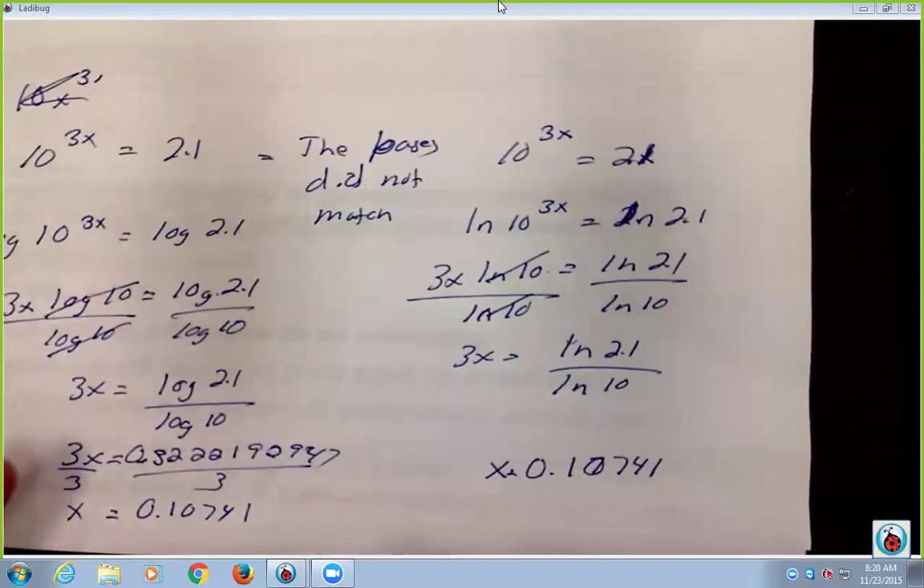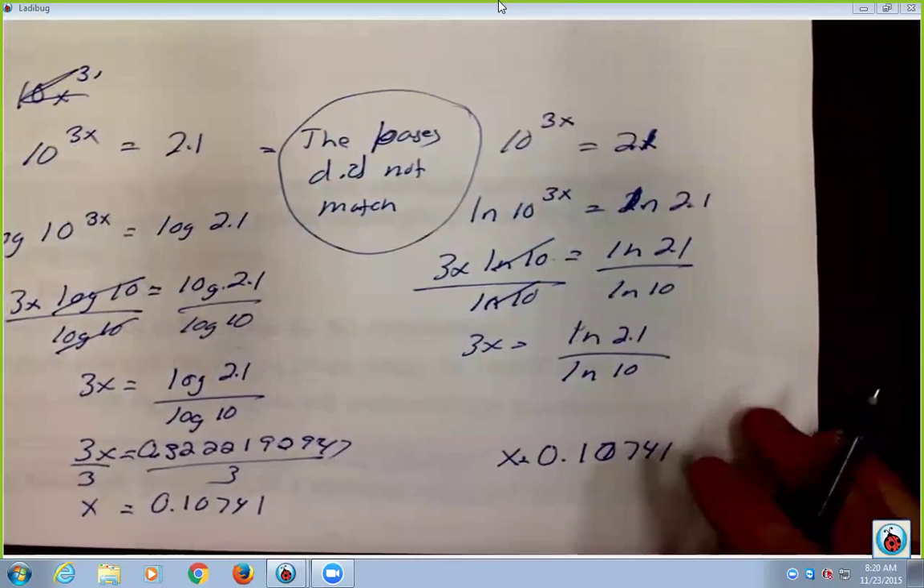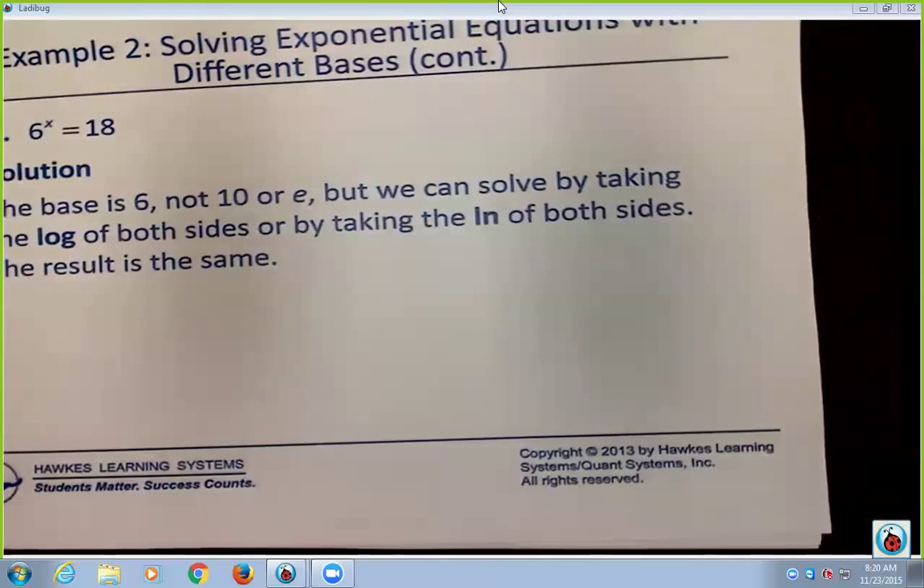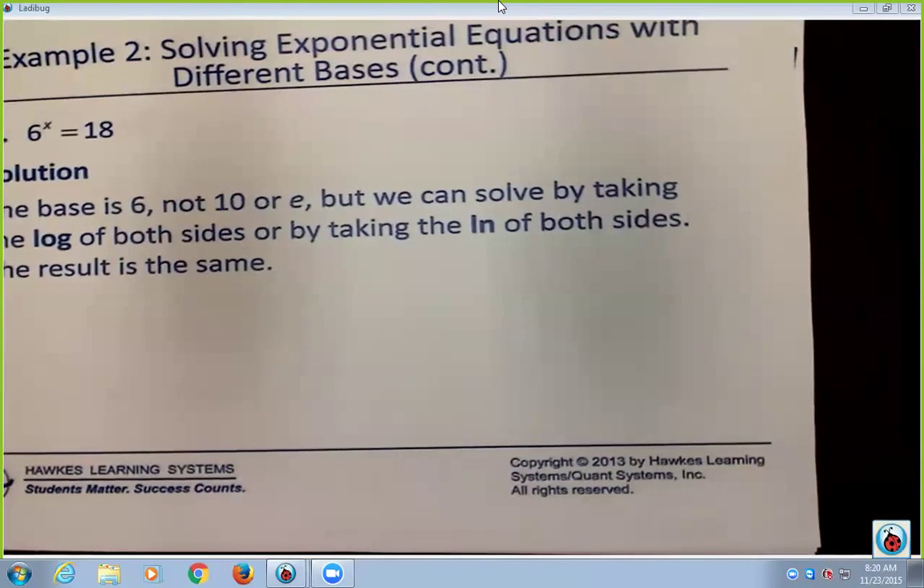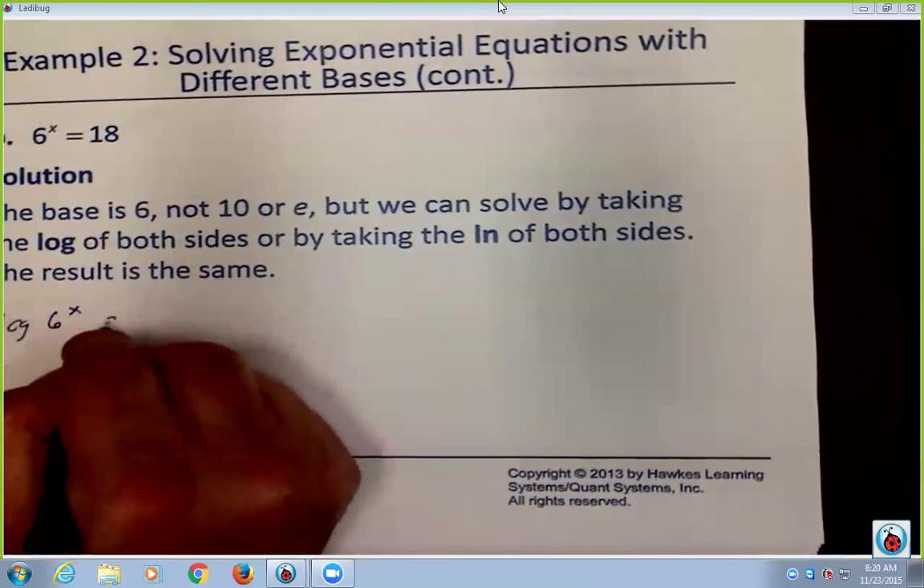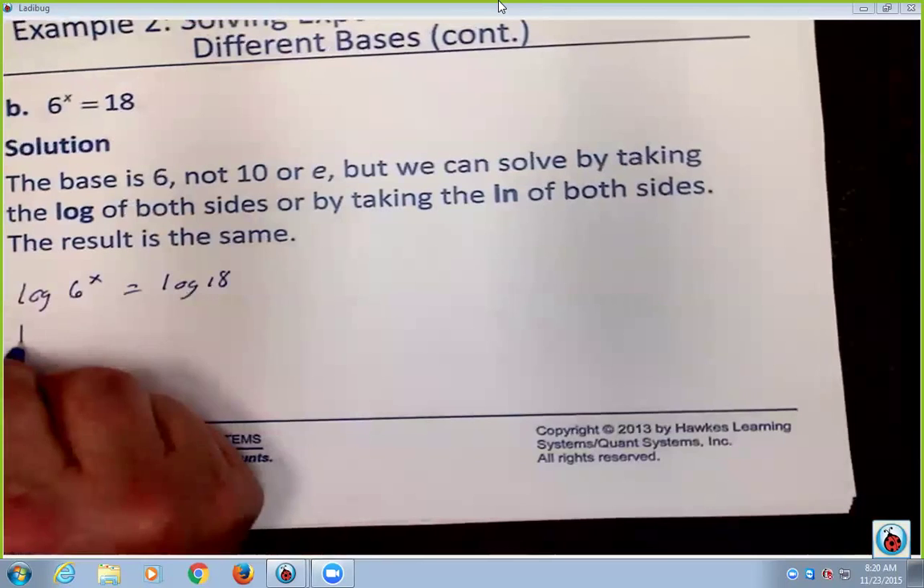Okay, so this is if the bases did not match. So we got to be careful and watch for those when they don't match in there. Okay, good so far, do you think? Okay, and then we've got this one. This one again, they do not match. So we can do the exact same thing with this one. We can go log 6x equals log 18. Put my x out in front.